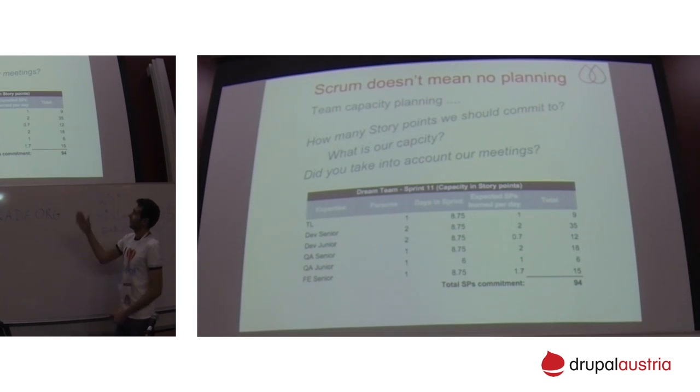So then on a historical basis, we are adding the expected story points to be delivered by a team member on a daily basis. You do the simple maths and you have more or less the number that you're going to put on the table. What's the commitment of the team to this number?